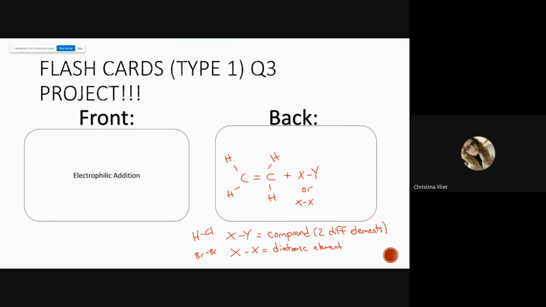What's the same between XY and XX? What's the same? The way to understand it, it's two atoms or two parts, right? There's the part on the left and the part on the right that's getting added across the double bond. So then what's your product of this general type? If it's XY, what's your product?